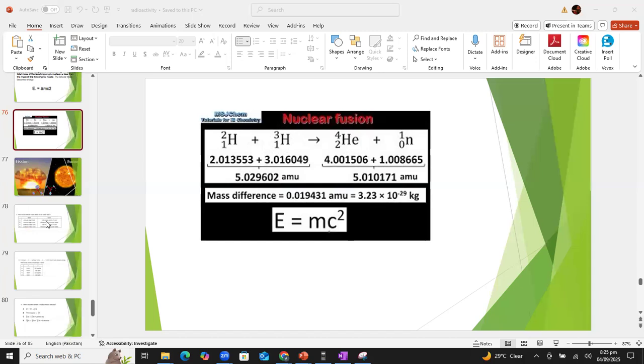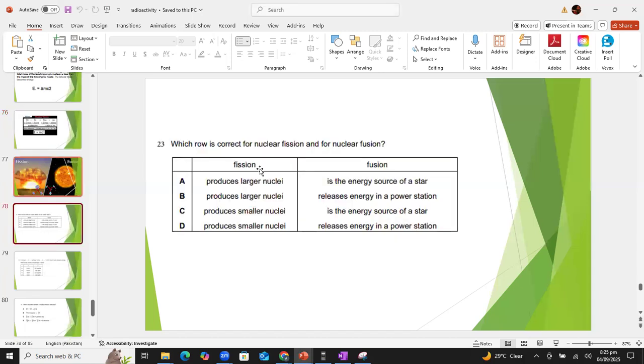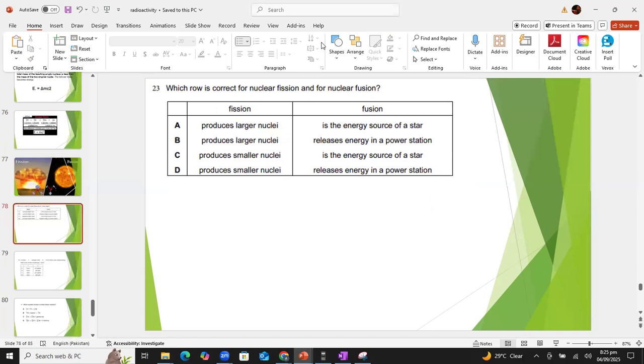Now, students, let's have a look at the past paper question. You can see question number 23. In this question, they are asking which row is correct for nuclear fission and nuclear fusion. Fission means a large nucleus is broken into two smaller nuclei. So the answer can be C or D. In fusion, two lighter nuclei are fused together to form a heavy nucleus, and fusion is the only source of energy of a star. Well done, everyone. C is the correct answer.